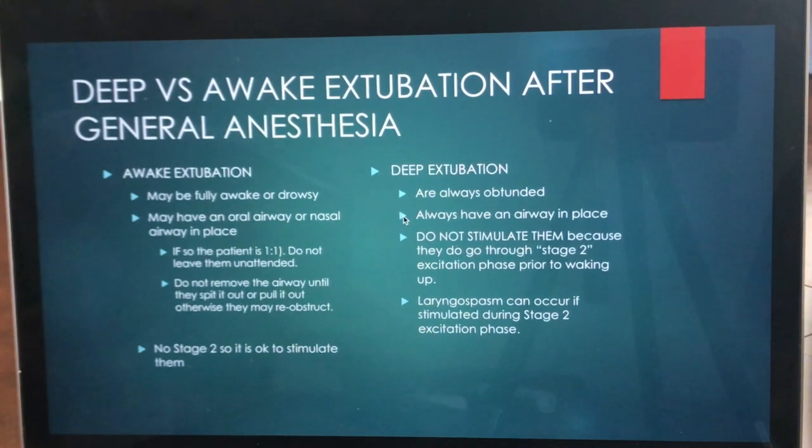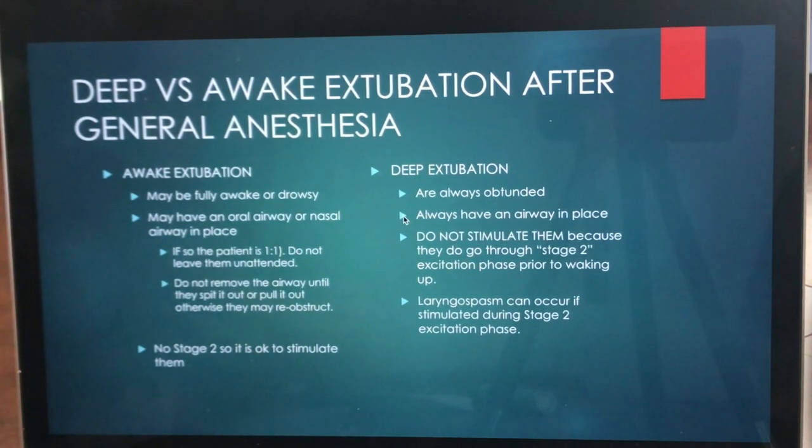Our criteria for awake extubation is the patient has adequate tidal volumes, head lift, follows commands, and has only a small amount of inhaled agent left in their system. Sometimes these patients can be extremely drowsy still and sleepy as soon as we don't stimulate them. They may still come out with a nasal or oral airway in place, especially if they have sleep apnea or have a large body habitus. They may obstruct after they fall back asleep if they are not jostled around or stimulated.